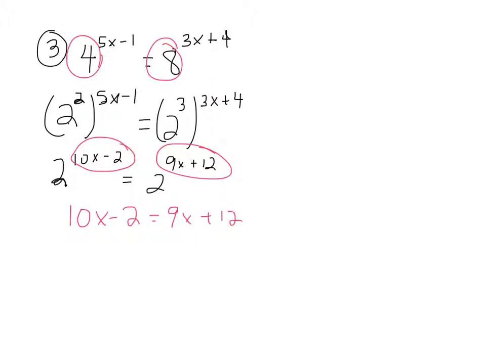Then I solve it just like Algebra 1. So I'm going to subtract the 9x from both sides. So I get x minus 2 is equal to 12. So I get x is equal to 14.